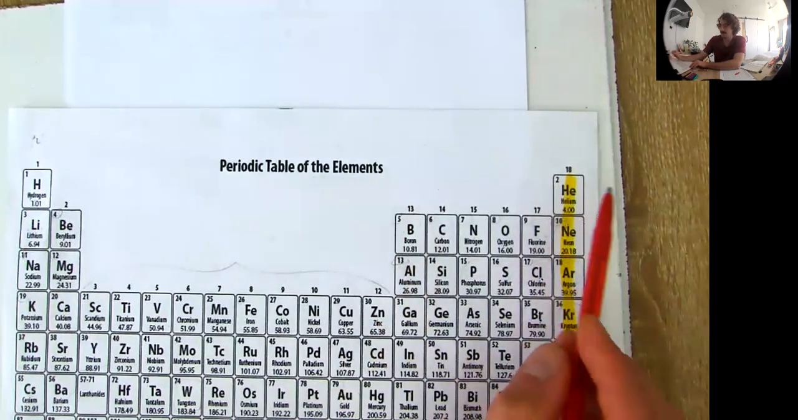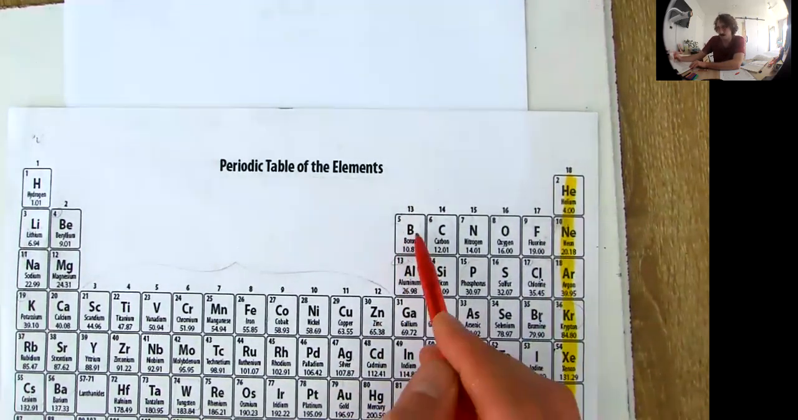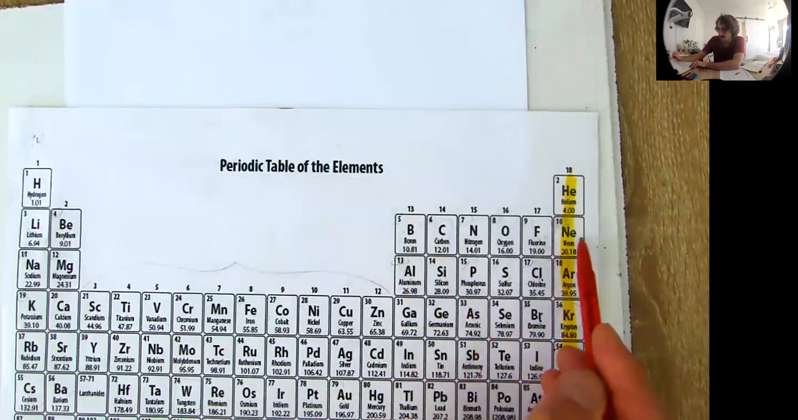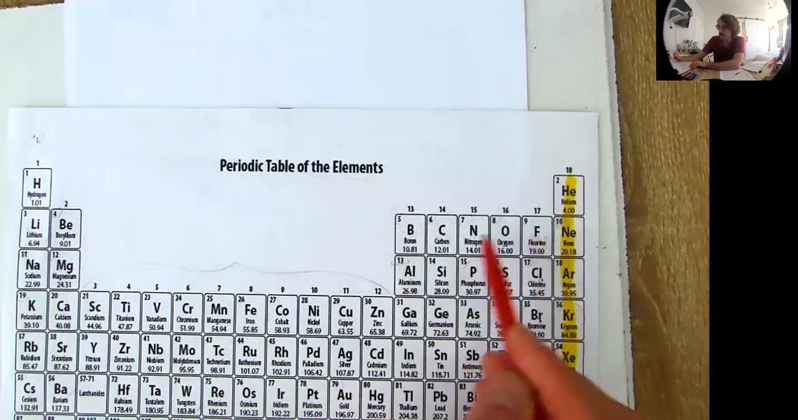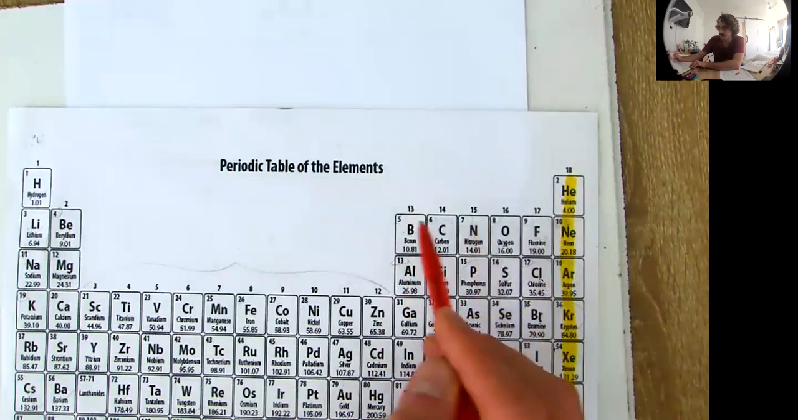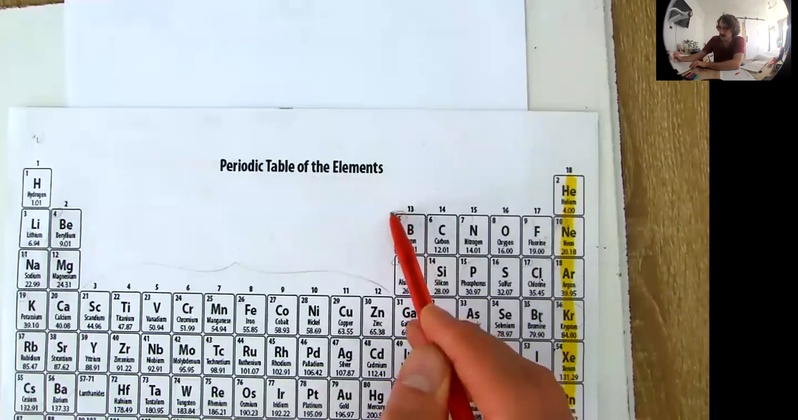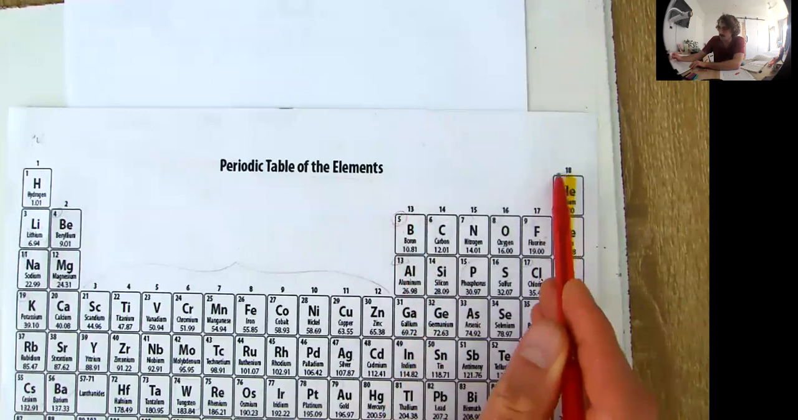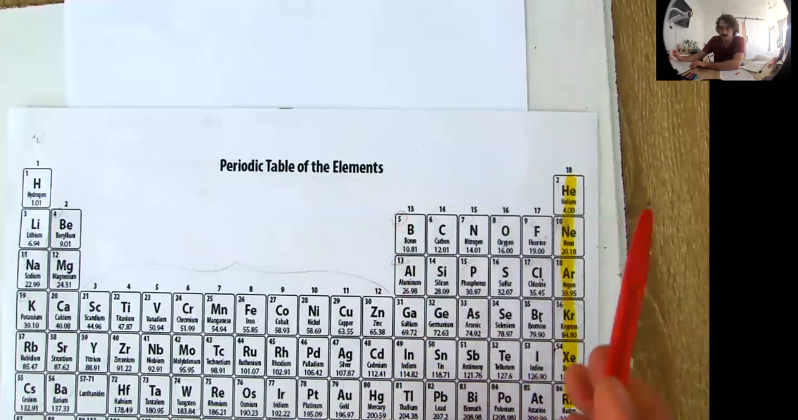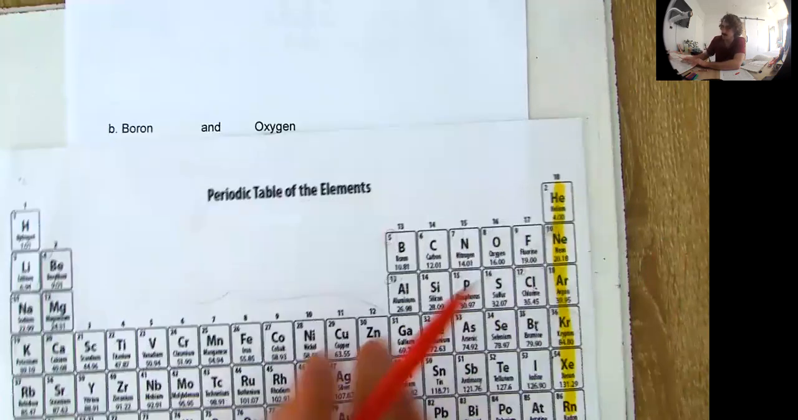gas, helium. This might be confusing because boron's over here on this side, and you're like, well, the closest noble gas is neon. No, I'm not talking about physically on the periodic table. I'm talking about the numbers. What number is closer to 5? Is the number 2 closer to 5, or is the number 10 closer to 5? Hopefully you answered the number 2.